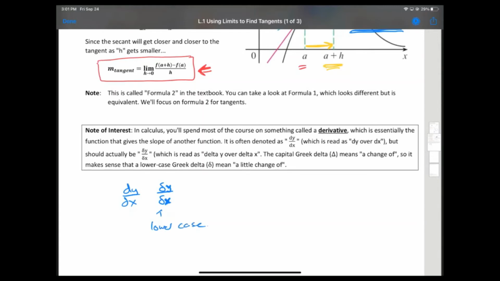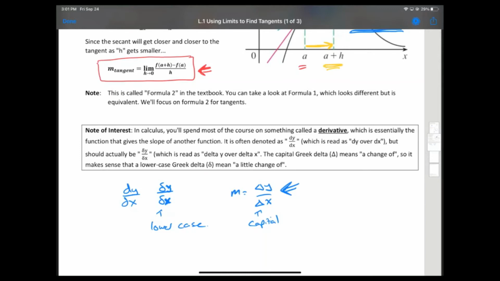And if you recall, the normal slope equation between any 2 points is delta y over delta x. Notice it's the same word, delta. This is a capital delta. And so in calculus, what we're really doing is still looking at this equation, but instead of looking at a change of y over a change of x, we're looking at a little change of y over a little change of x. And we call that a derivative.